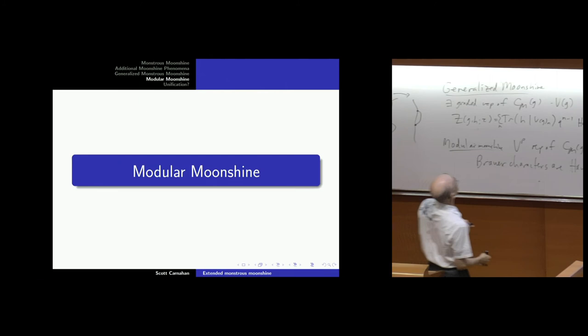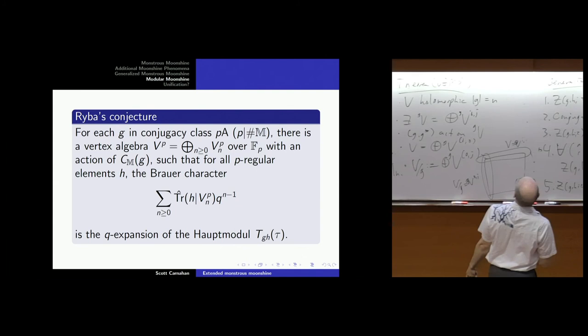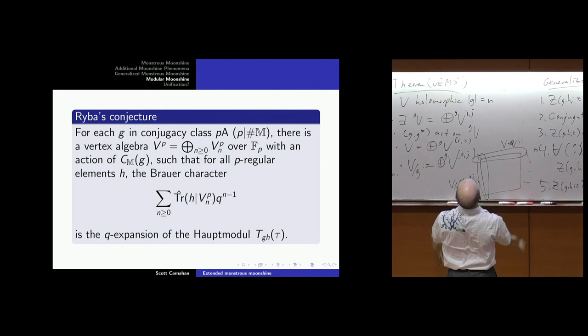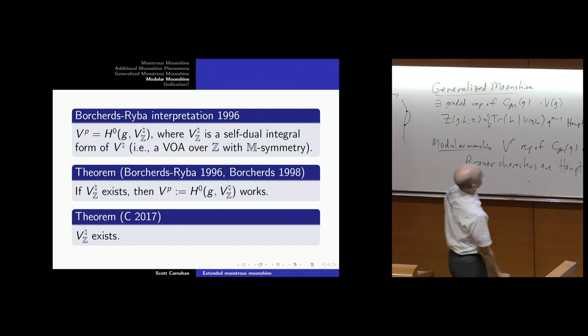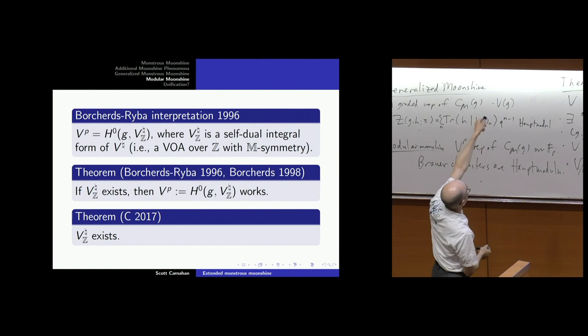So next, I'm going to talk about modular moonshine. I have 2 minutes, so I'll just say there's a conjecture. We get a vertex algebra over FP, and Brauer characters are Hauptmoduln. So they interpreted this FP object as Tate cohomology of some self-dual integral form of the monster module. And so they showed that if this exists, then this works as a candidate representation. And then this was shown to exist last year.